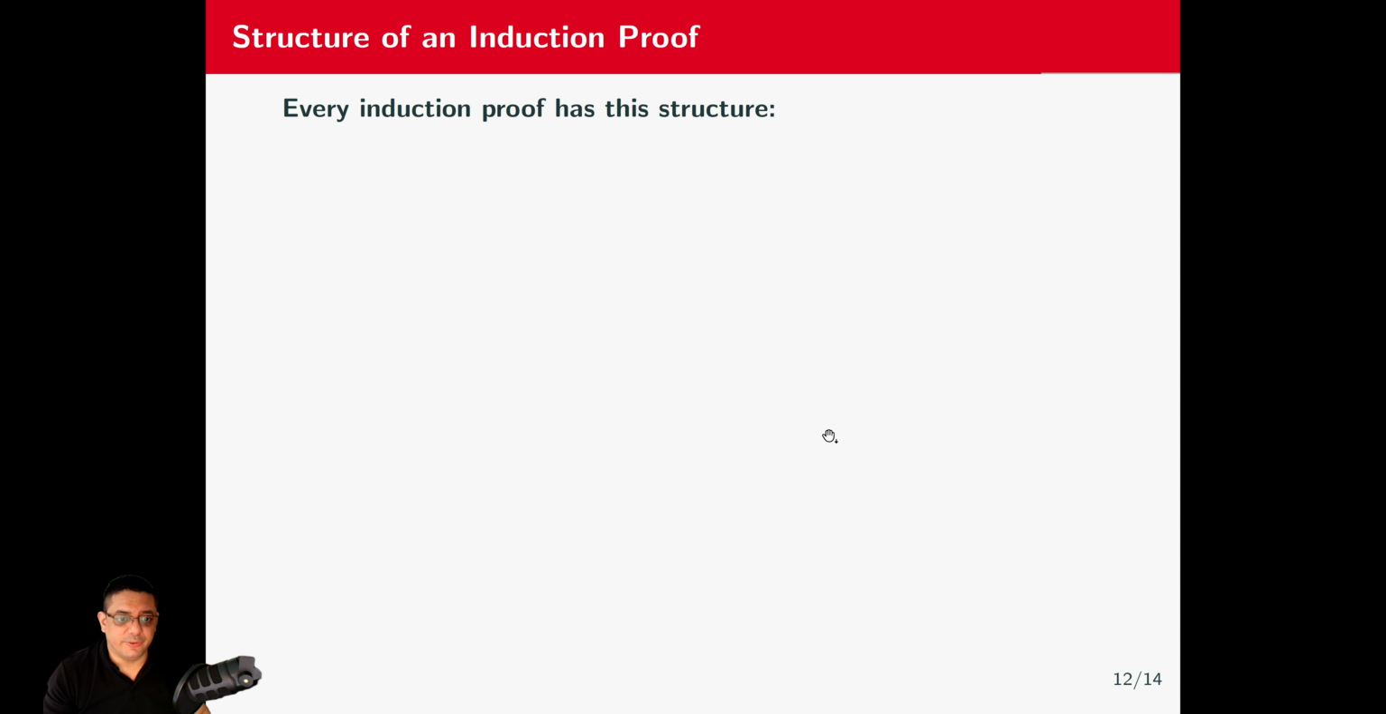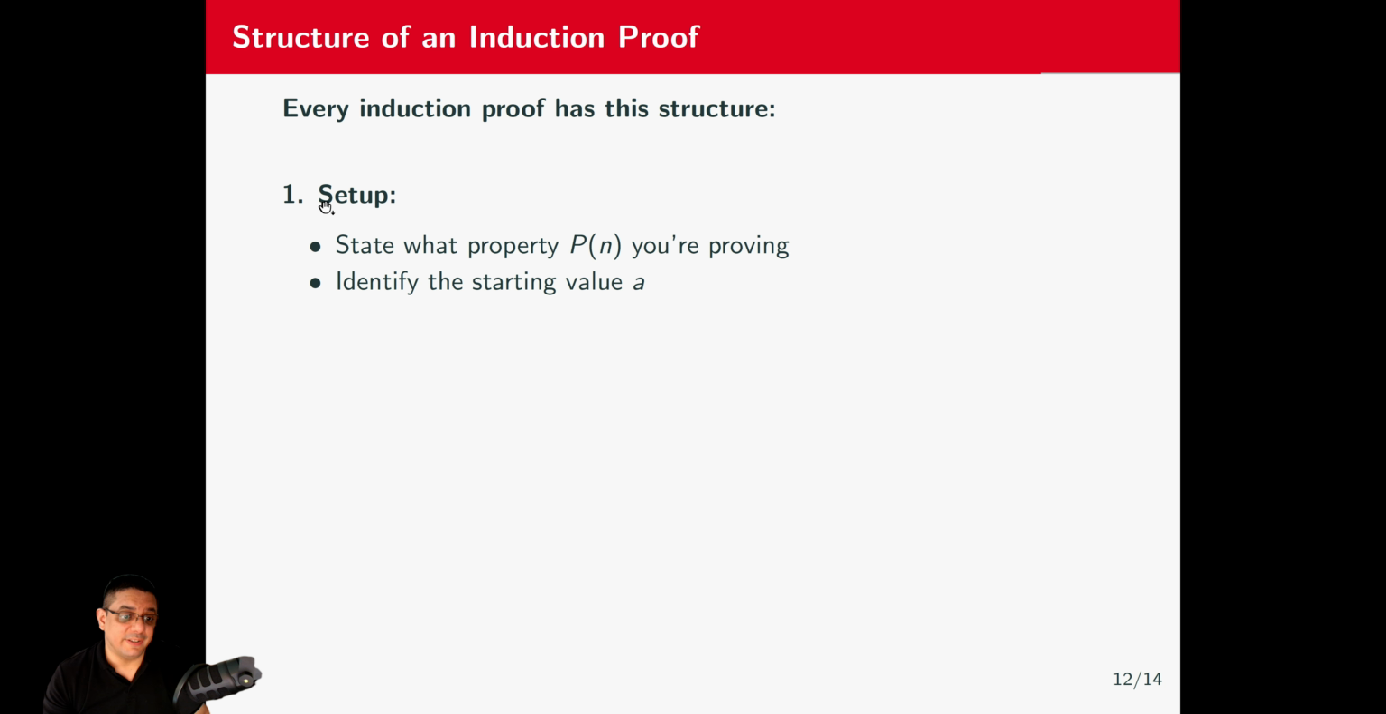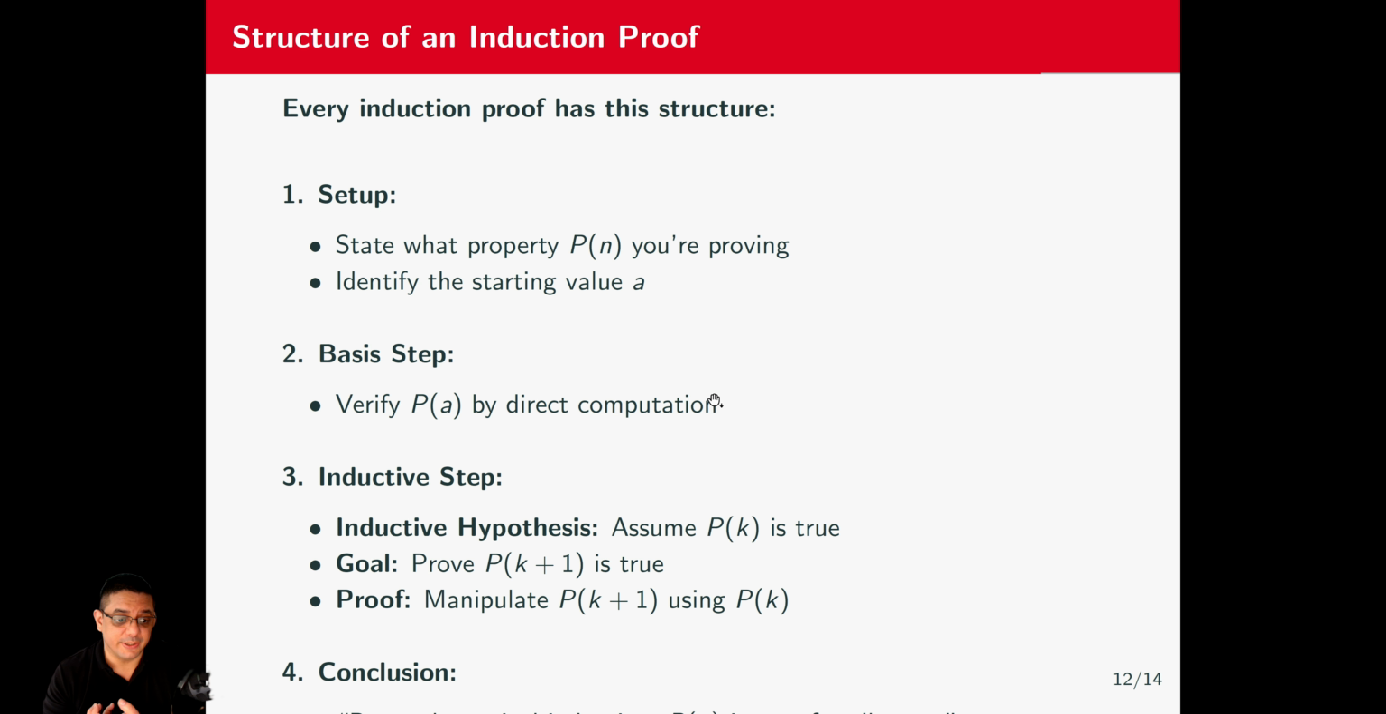Now some key points here. You've got to remember the structure of the induction proof. Once again, this is very important because you need to have this in every proof. You need to do the setup. You need to state the property that you're proving and identify the initial value that you're going to use. Then you need to prove the basic step, which is verifying that the property holds for that initial value. Then the induction step: first, you need to state the inductive hypothesis. You need to assume that P of k is true, and then you have the goal of proving that P of k plus 1 is true.